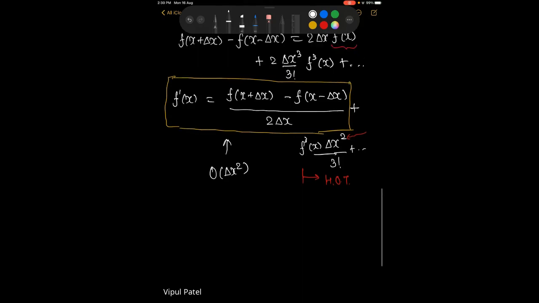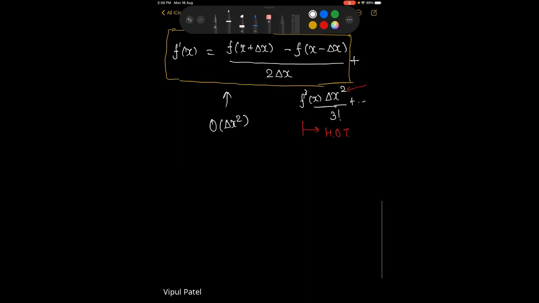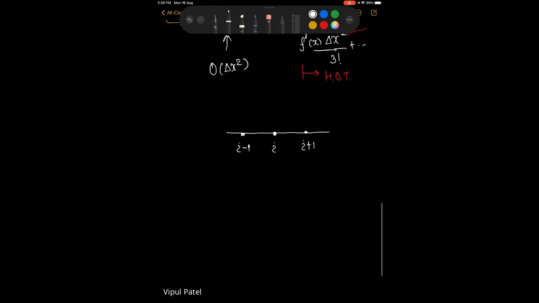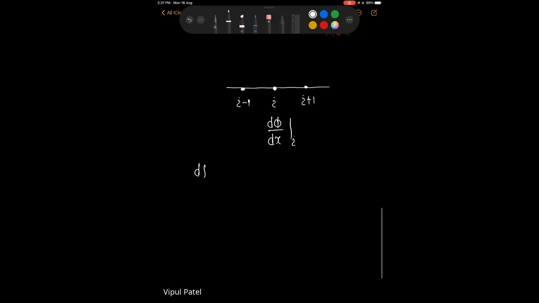Now if I express all three formulations in a pictorial view, I can first take this domain. This is my node I, this is my node I plus 1, and this is my node I minus 1. I want to express d phi by dx at this particular node I, which is nothing but our f prime x. We are working to define d phi by dx in terms of finite differences between neighboring nodes. So if I recall my first formulation, it was something like this.